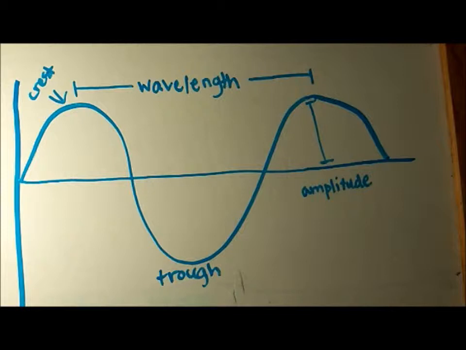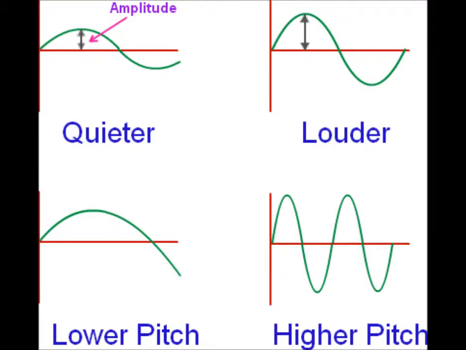The frequency is how often a pattern repeats itself. The amplitude is the height of a wave. Amplitude relates to volume. When something is quiet, it has a short amplitude. When something is loud, it has a large amplitude. Frequency relates to pitch. Low pitch means low frequency, and high pitch means high frequency.